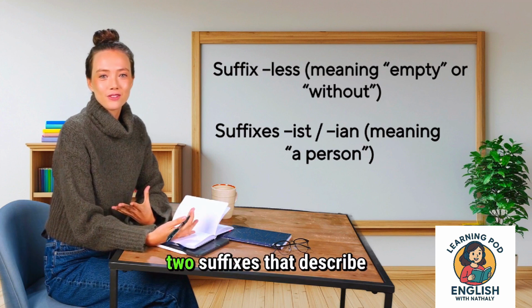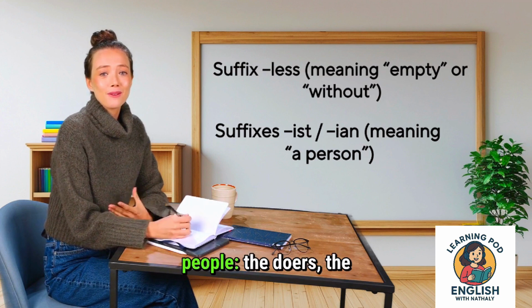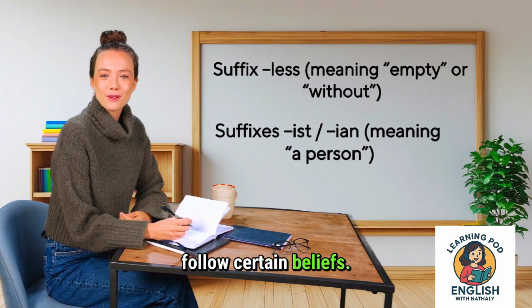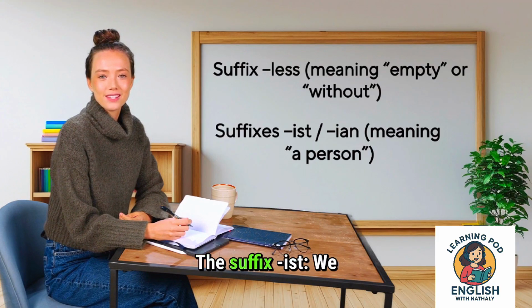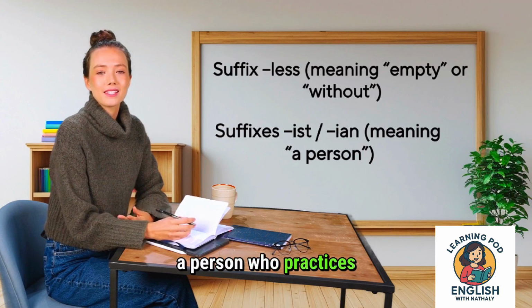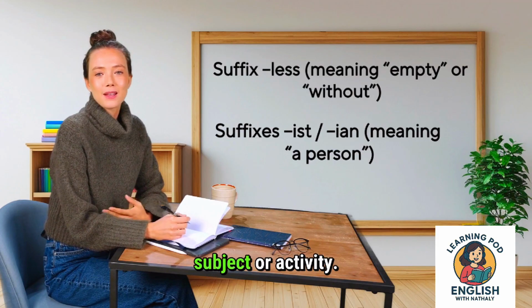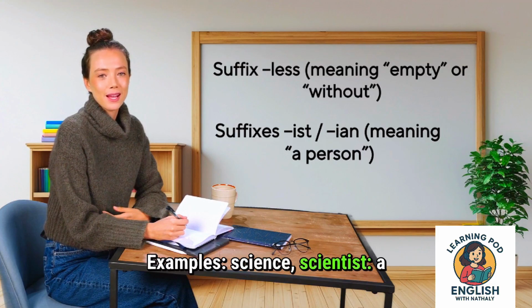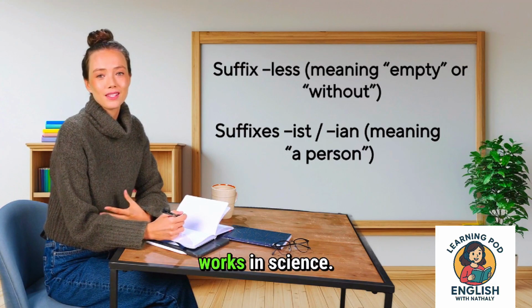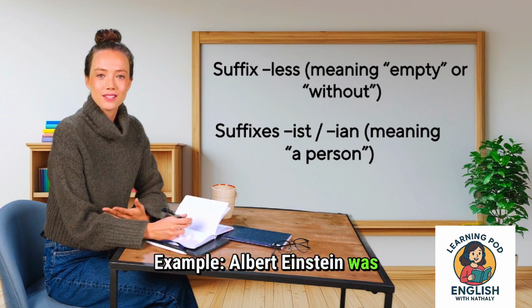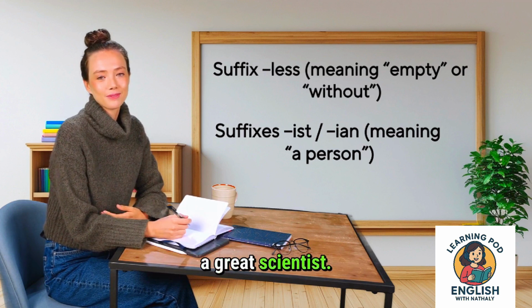Now let's look at two suffixes that describe people: the doers, the professionals, or those who follow certain beliefs. The suffix -ist. We use -ist to describe a person who practices or specializes in a subject or activity. Examples: science, scientist, a person who studies or works in science. Example: Albert Einstein was a great scientist.